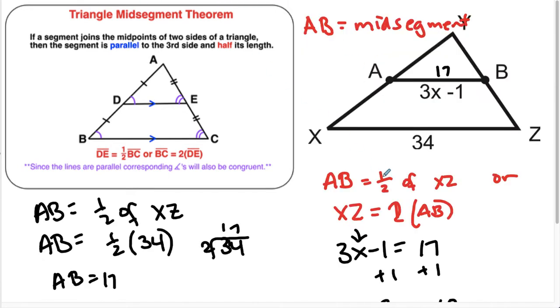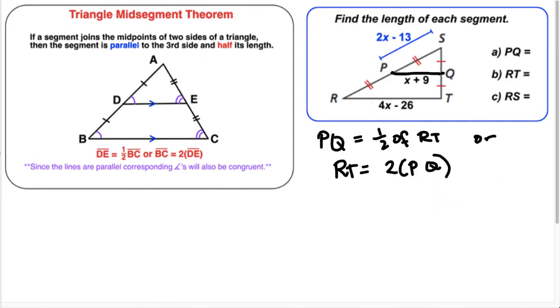The last problem I worked with this definition that AB was half of XZ. The reason why is because it was easier for me to take a half of 34. Here I'm going to use twice of PQ. The reason why is because if I have to take a half of RT, then I'm taking a half of 4x minus 26, and that might take me a longer time, right?